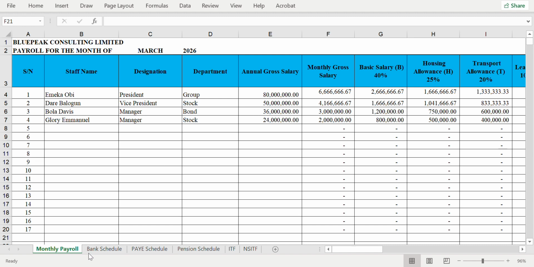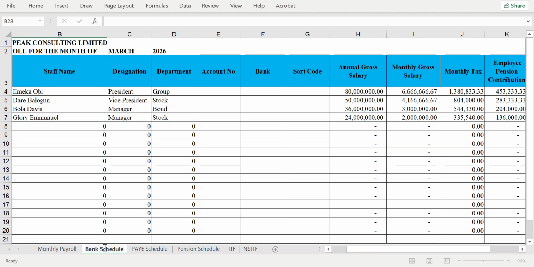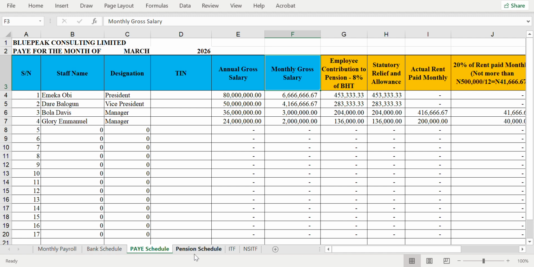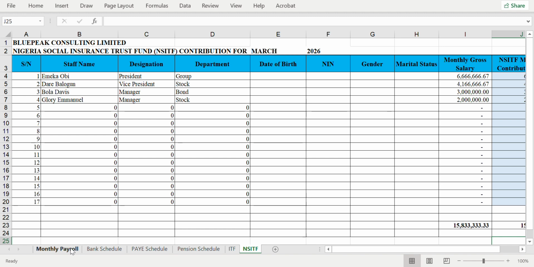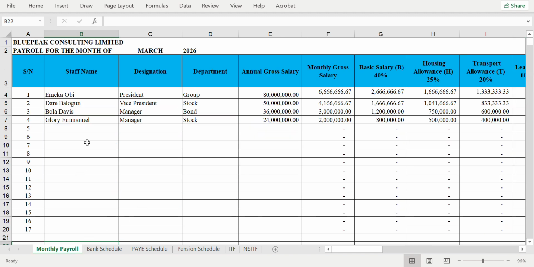This template is an automated template whereby it includes all the necessary things that you need to do when it comes to payroll. We have the monthly payroll that you are preparing. We have the bank schedule. We have the payee schedule, pension, ITF, and NSITF. Now, this schedule is automated whereby when you put information in the monthly payroll, it automatically fills the other sides.